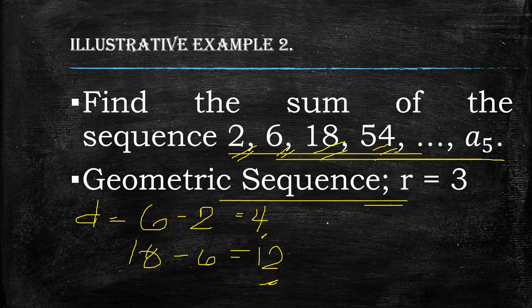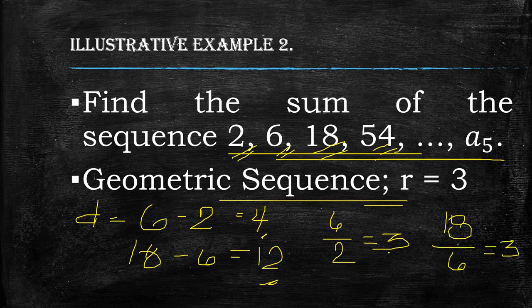Okay, so same terms na gagamitin, 6. But this time, i-divide natin siya sa 2. So, the quotient is 3. And then, how about 18? I-divide natin siya sa 6. So, the answer is still 3.